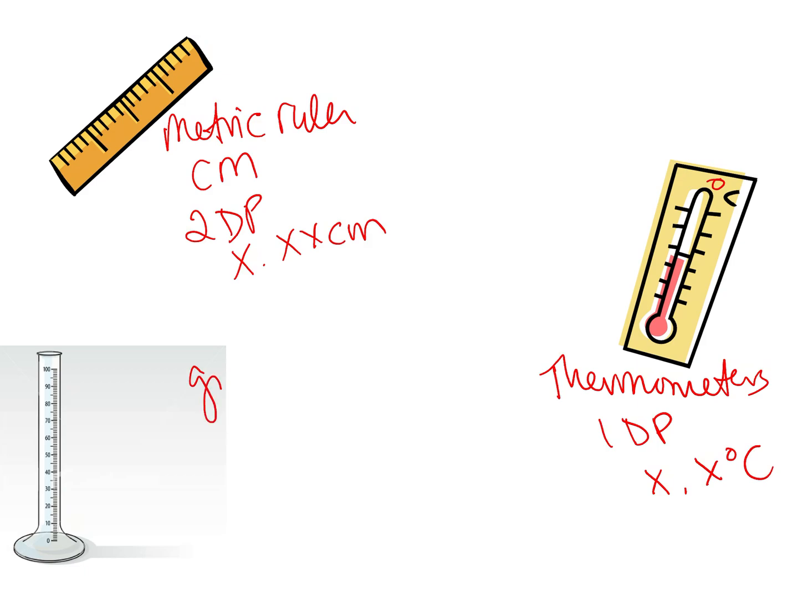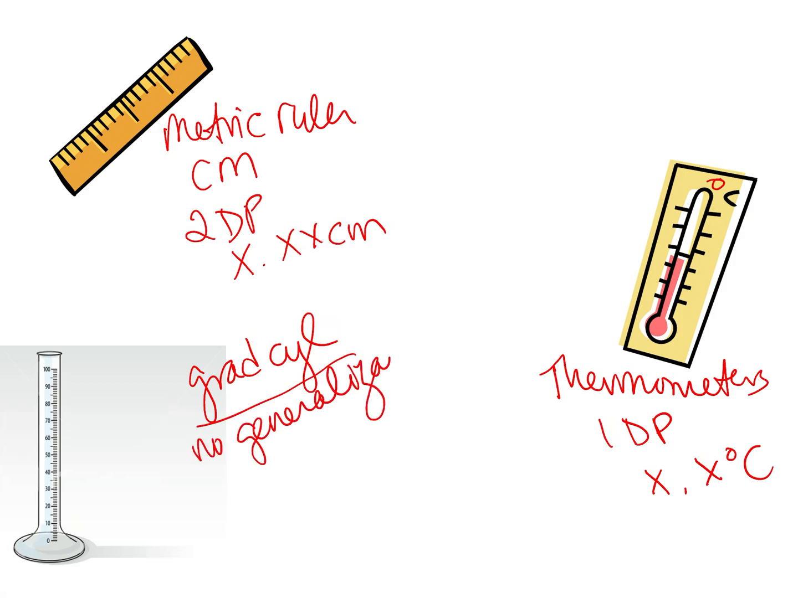Now, graduated cylinders, I cannot make any generalization. So no generalization. Sorry, my cursive is pretty messy. The reason why is the scale on graduated cylinders varies a lot. Depending on the size of the graduated cylinder, you could be going up by 1s, you could be going up by tenths, you can be going up by 2/10. So there's really no way to generalize. So you're just going to have to look at the scales. Okay?